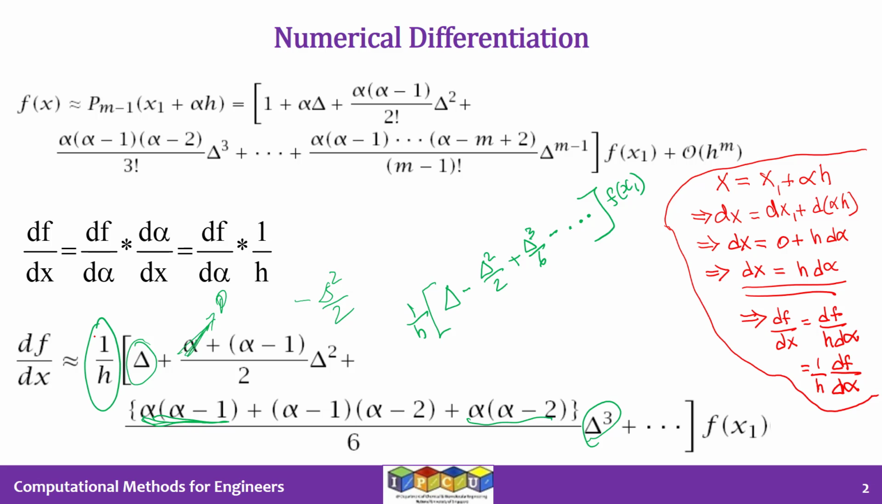Let's not forget that. So what I've done here is I've taken this general expression for df by dx. And since I want df by dx at x is equal to x1, that means that alpha is equal to 0, I substitute alpha is equal to 0 in this expression. When I do that, I get 1 by h, and I get delta minus delta squared by 2 plus delta cubed by 6, etc. in the square brackets, and then f of x1.